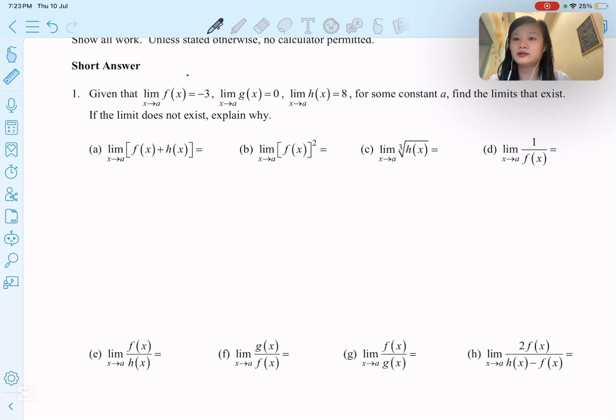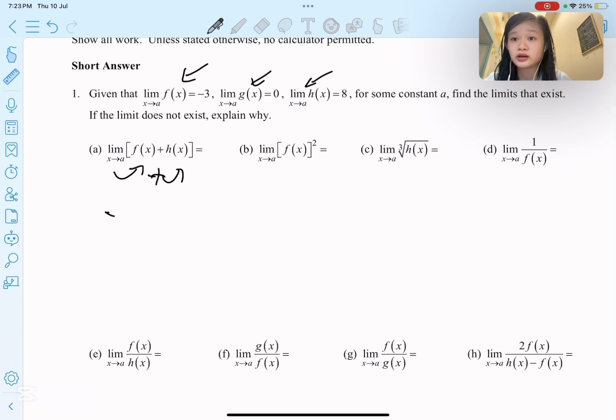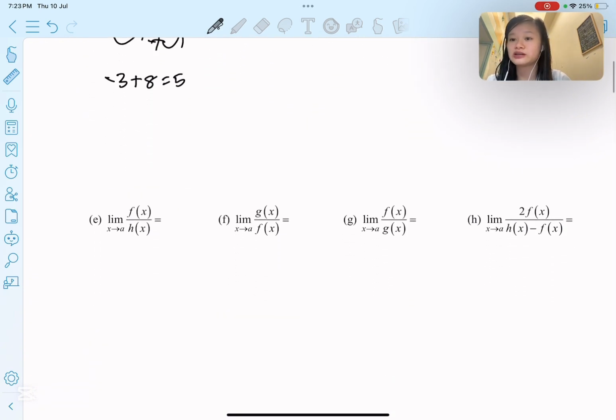Given that you have one limit here, and then another limit here, and then the third limit here for some constant a, find the limits that exist. If the limit does not exist, explain why. So for a, you can break it up, right? This plus this, which is just basically -3 plus 8 equals 5. So the answer is 5. It's as simple as that.